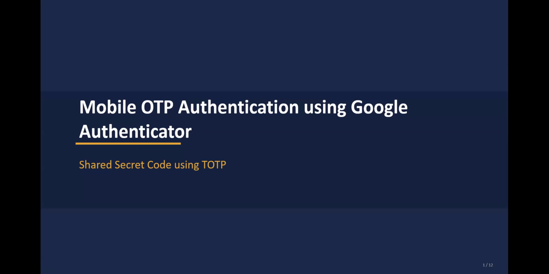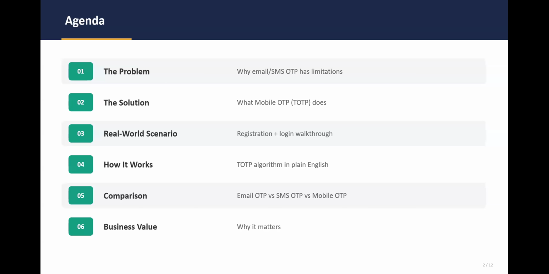Today I will walk you through mobile OTP authentication, how an authenticator app generates time-based codes for secure login without needing any network connection. We will cover why email and SMS OTP have limitations and how mobile OTP solves them. And we will walk through a real-time banking scenario for both registration and login and explain how TOTP works under the hood. So TOTP is basically the protocol under how the mobile OTP actually works using Google Authenticator. And we will also discuss the business value and the advantages.